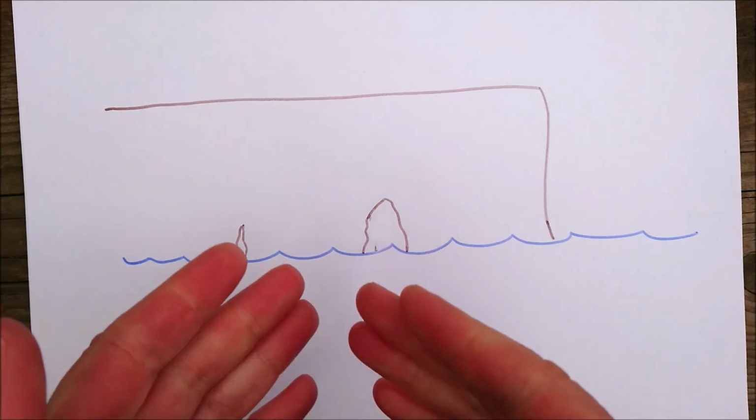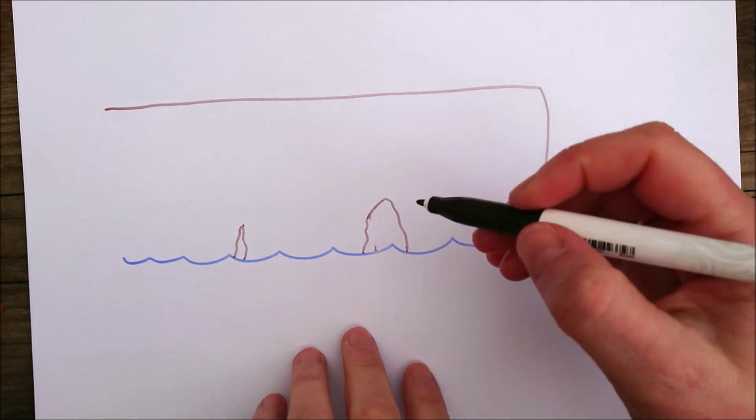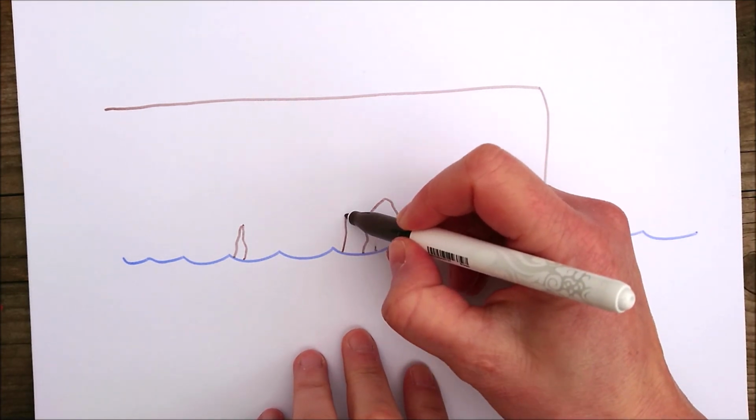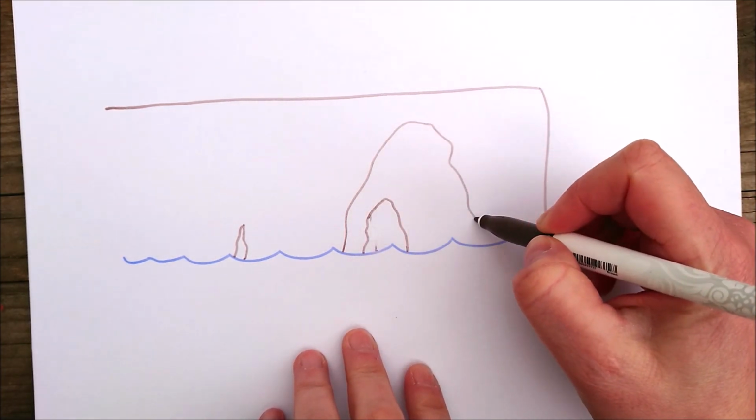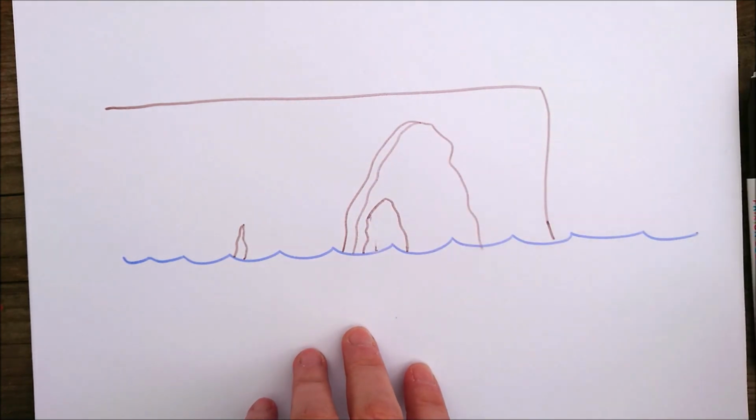Now, it might be that this particular cliff here is a headland sticking out into the sea, and actually the other side of it is just sea as well, in which case if that erodes all the way through and it gets bigger and bigger, you could end up with an arch.